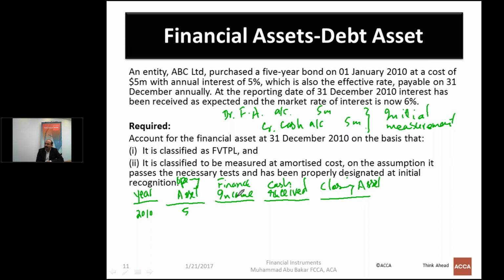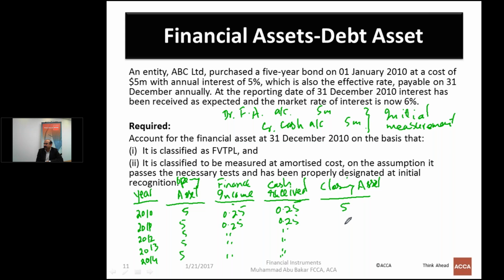So this is 5 million, this was 5%, so this was 2.25, this will be 0.25, so closing will be 5. Every year this will be the same. Every year, every year this will be the same. 5, 5, 5, 5, 0.25, because we shall be using the original effective interest rate and this will not change.